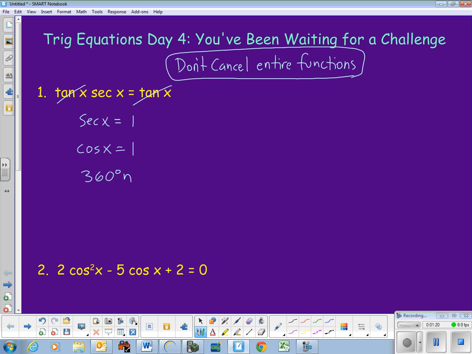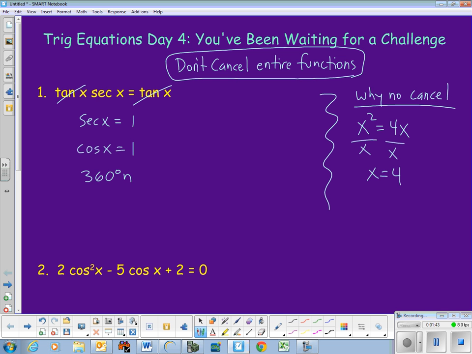So here's the problem with that. Why no canceling? Why is that wrong? It seems legit. What about this equation? If I said, what are the values of x that make this true? It would be tempting to divide both sides by x and get x equals 4. So is that wrong? Well, not exactly, because 4 does make it true. However, 0 also makes it true. Would you agree? So what you need to do instead is subtract 4x from both sides, make it 0, factor out an x, and get either 0 or 4.